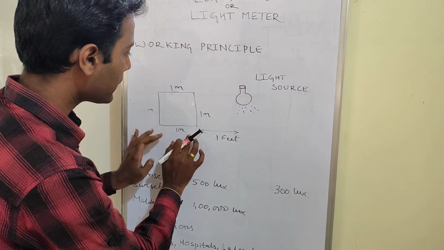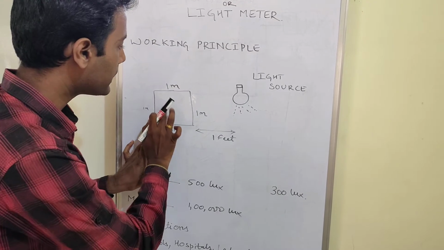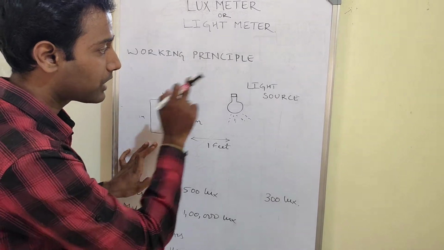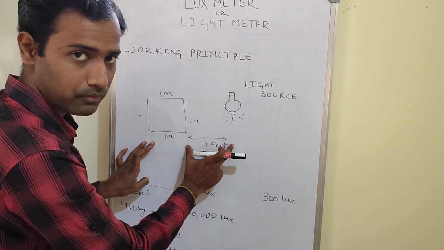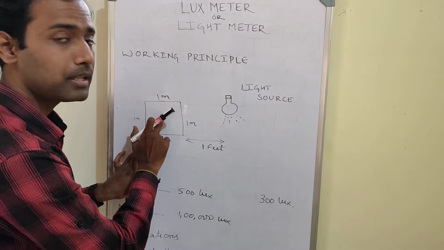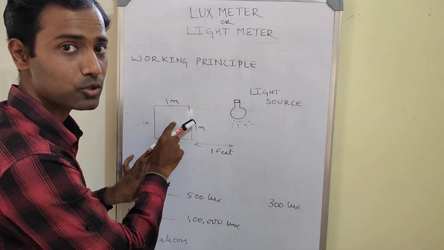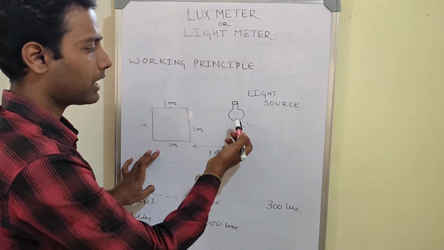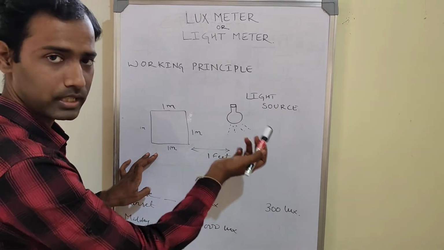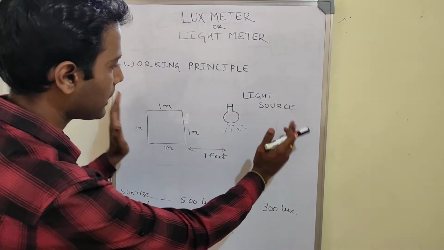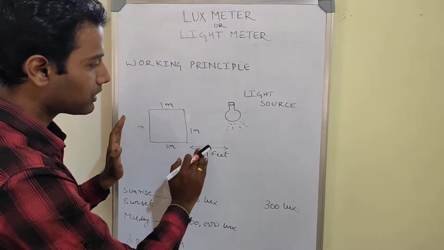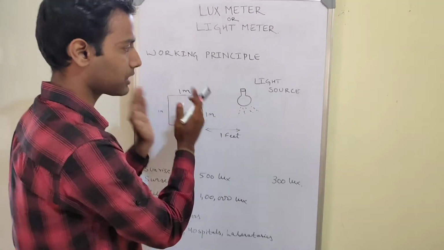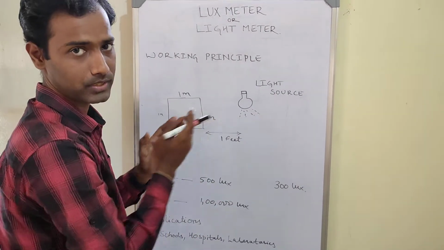If a 1 square meter area is present and you want to measure the light intensity on this particular area, and the light source is kept at a distance of 1 foot, then the intensity measured at this area is called 1 lux. The light source can be anything, like a lamp, bulb, sunlight, or any source of light. This is just the definition of 1 lux. Now as per the distance, the surface area and the light source, it varies.